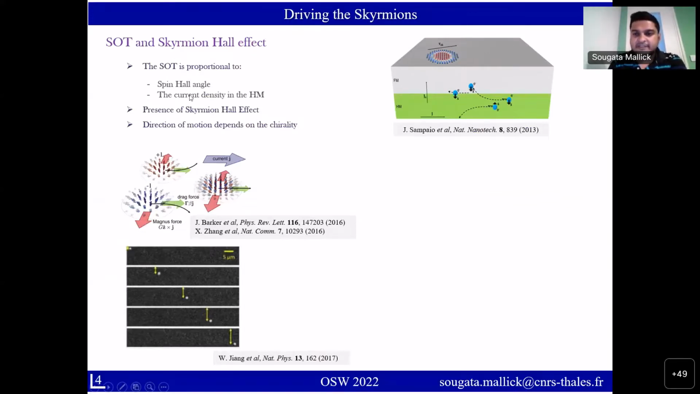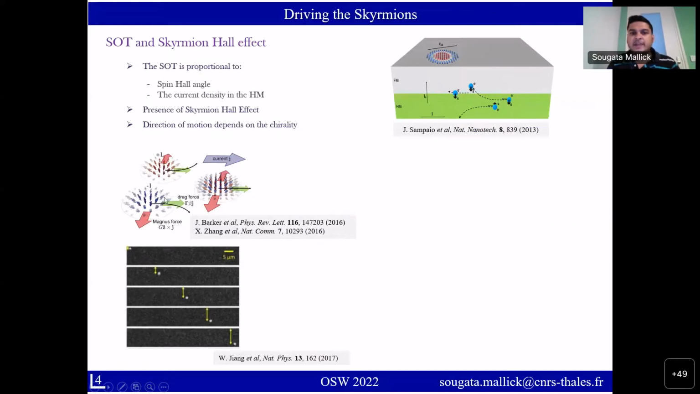And the spin torque, basically what we work on nowadays, is the spin orbit torque, which depends on basically two phenomena. One is the spin Hall angle, another is the current density in the heavy metals. Once you put the charge current in the heavy metal, it will introduce a spin current in the ferromagnetic layer, which will move the skyrmions.